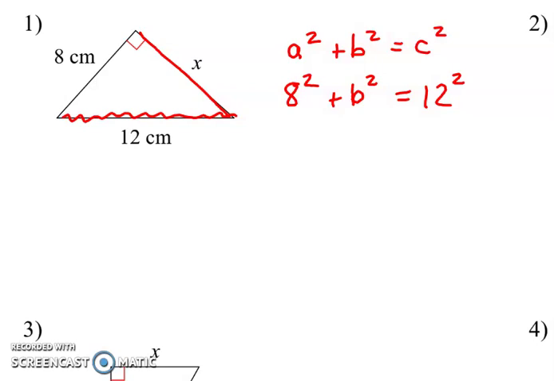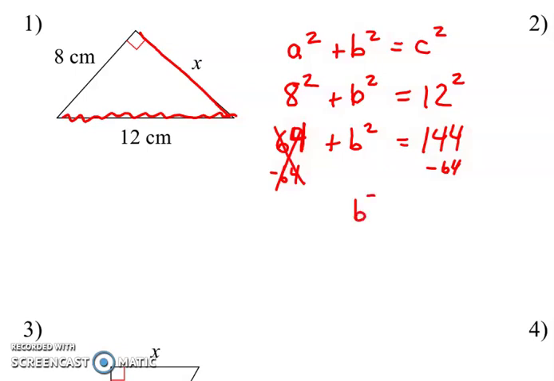And so now it's just a matter of doing some algebra. 8 squared is 64. Oops, that's supposed to be a 4. Plus b squared equals 144. So now I want to get rid of 64 on each side. The reason I'm doing that is so that I can get my variable by itself. Over here, these will cancel out, and I'll be left with b squared. I'm trying to isolate that variable.